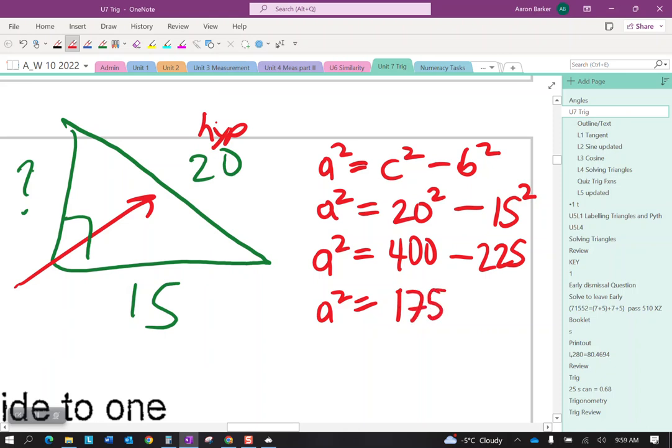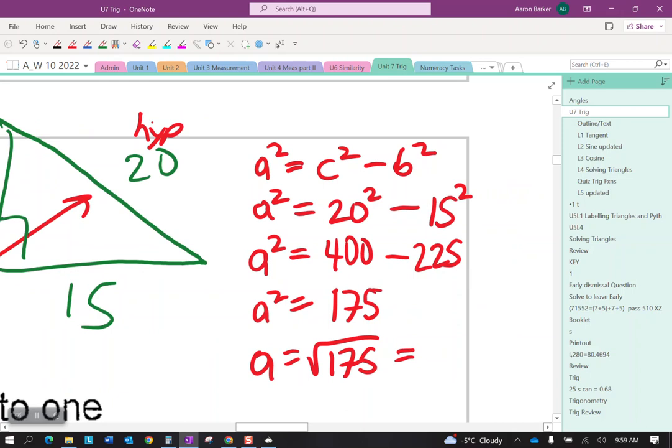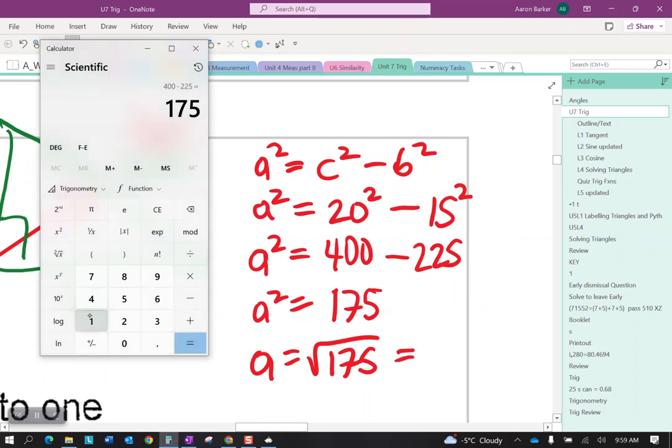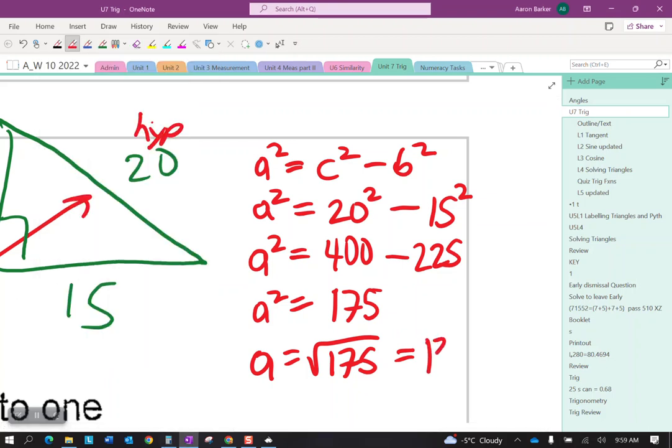What's the next line of work? Square root. Okay, so we have to get rid of the square by square rooting 175. Now go to your calculator, make sure you try it, get an answer. On the old school calculators, you go 175 square root, 13.2. That's what you'd use for your phones as well.